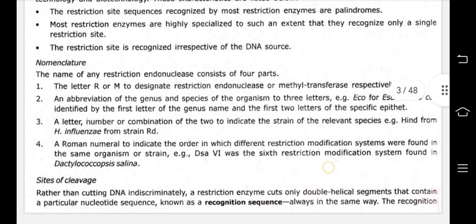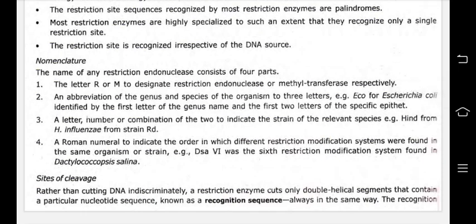Nomenclature. The name of any restriction endonuclease consists of four parts. The letter R or M to designate restriction endonuclease or methyltransferase respectively. An abbreviation of the genus and species of the organism to three letters, like Eco for Escherichia coli, identified by the first letter of the genus name and the first two letters of the specific epithet.